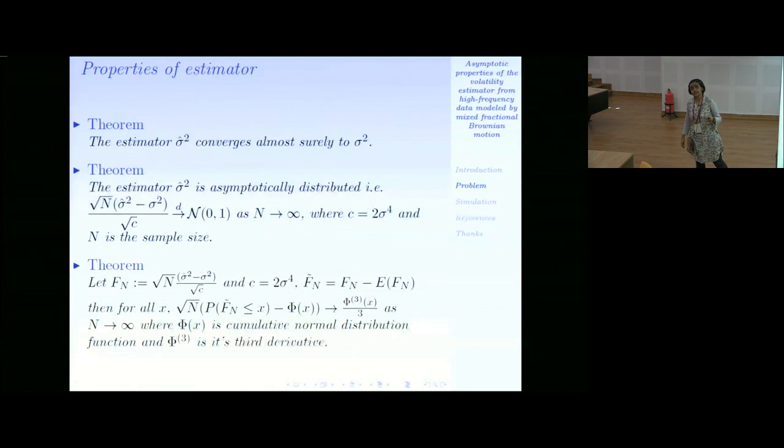So first thing is, the way we construct this estimator, this converges almost surely to the sigma square. This is result one. Secondly, the way we construct this estimator, this is asymptotically normally distributed, and by chance this variance is a very nice, simple, clean constant.